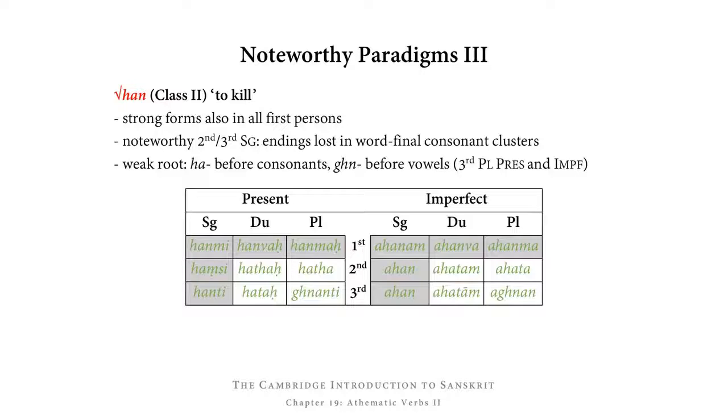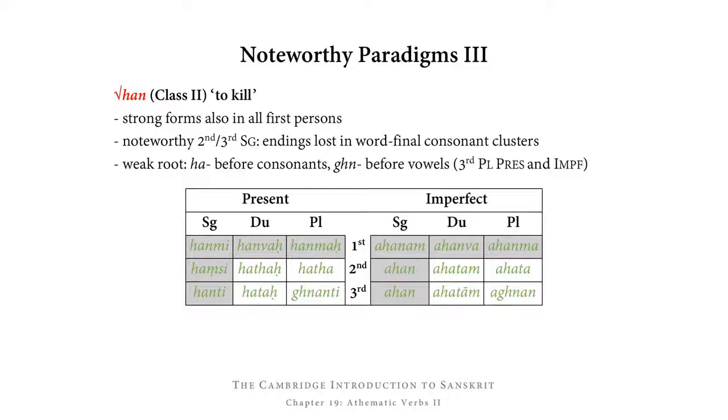Next up, we have another class 2 verb, namely han, to kill, which has a number of formal peculiarities. First of all, we find the strong stem, the guna stem, not just in the singular, but also in all the other first persons. So han, which is the stem in guna, appears in the singular in the present, hanmi, hansi, hanti. Hansi is just han plus si, but with internal sandhi. Then in the first dual, hanvach, and in the first plural, hanmach. And then in the imperfect, again throughout the singular, ahanam, ahan, ahan. And in the first dual, ahanva, and in the first plural, ahanma.